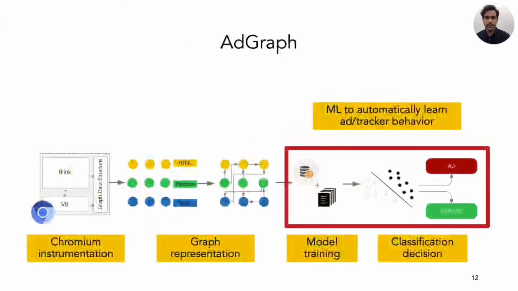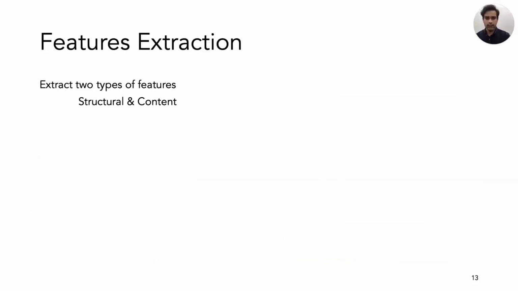This concludes the graph-based cross-layer representation of ad and tracking behavior, and now I will discuss the use of machine learning to automatically learn ad and tracking behavior. After constructing the graph, we extract distinguishing ad and tracking patterns from the graph and featurize them to feed to a machine learning classifier. We extract two types of features from the graph: structural features and content features.